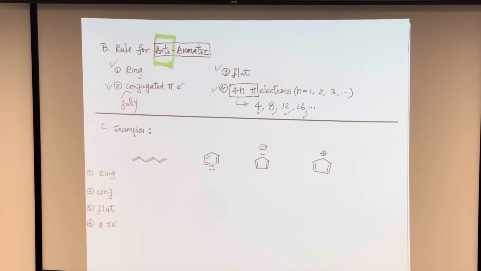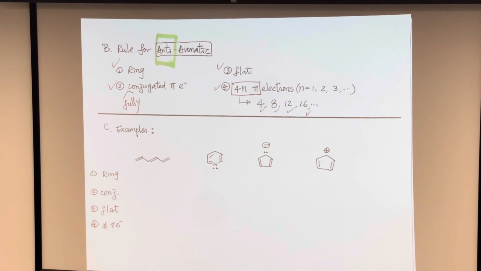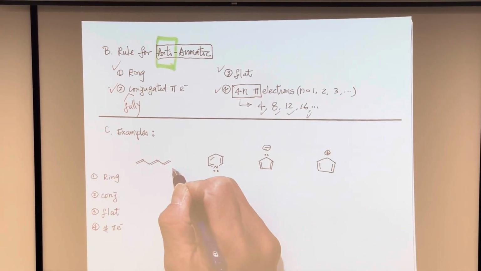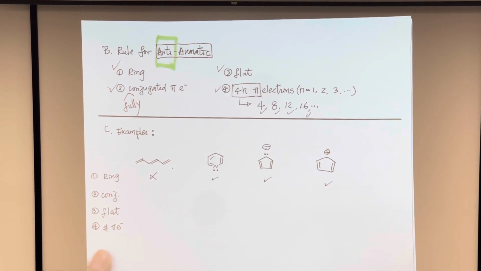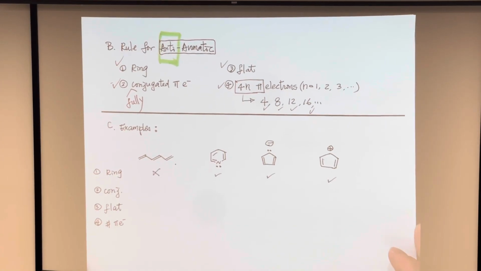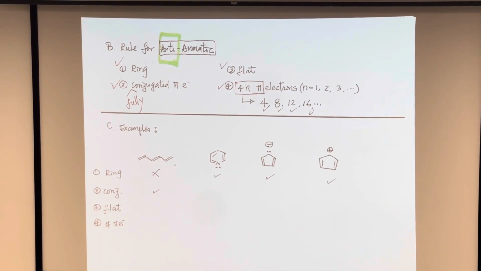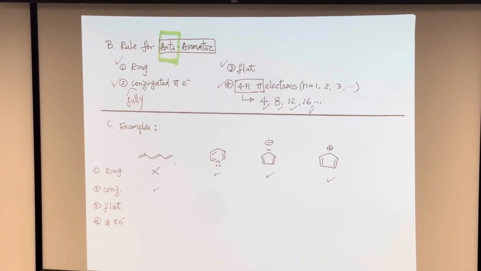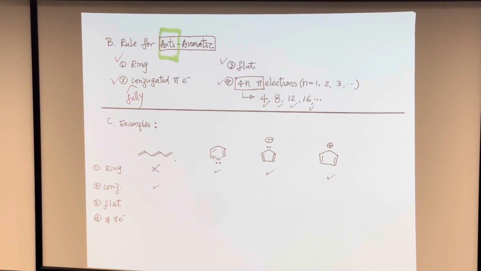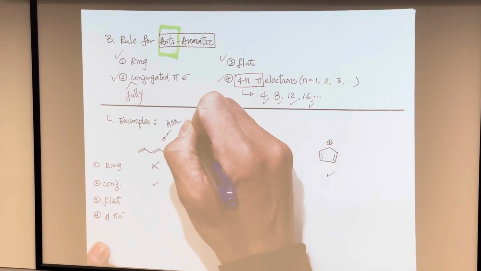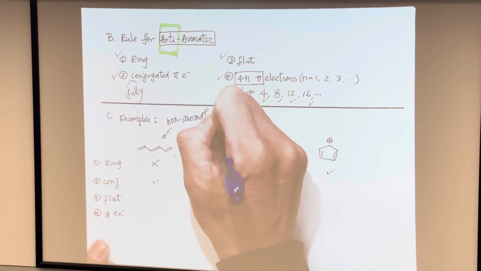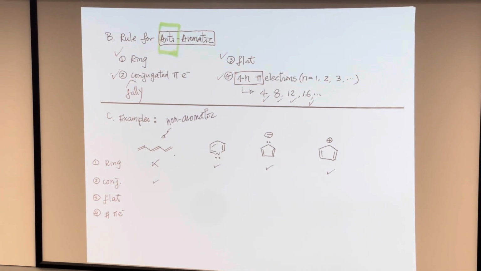So the first one here, the first molecule, is a ring? Hello guys, is this guy a ring? No, it's not a ring, okay? The second one is a ring, third one, fourth one. No problem. How about conjugation? Oh yeah, first one has conjugation, but it's not a ring, so we don't have to discuss that one anymore. No discussion. So this one is non-aromatic. Okay?